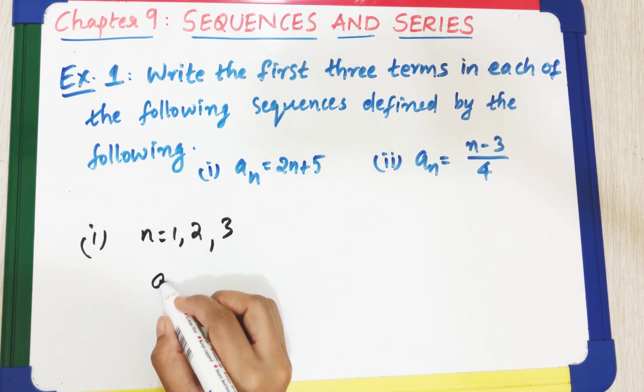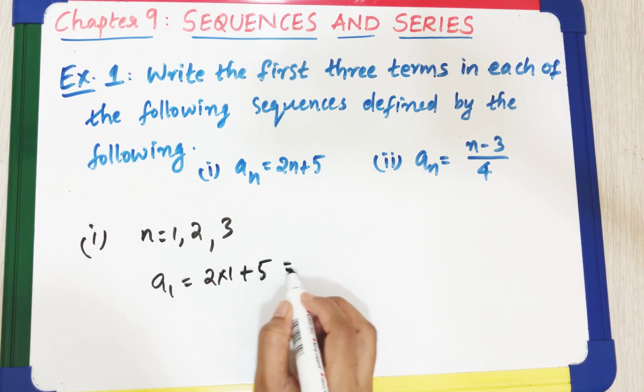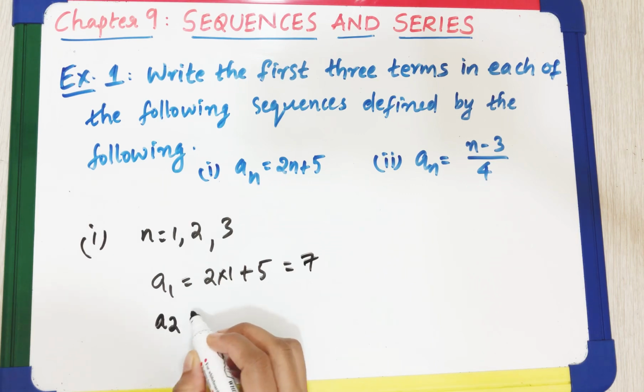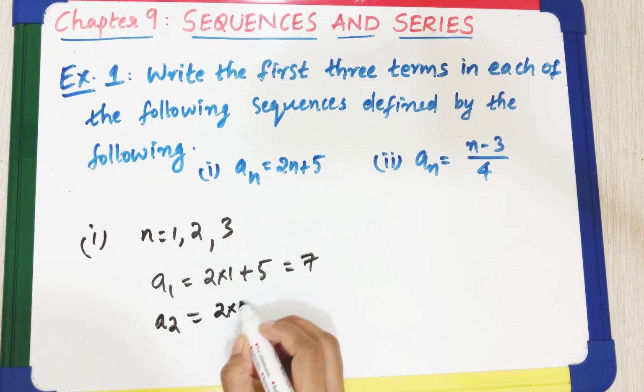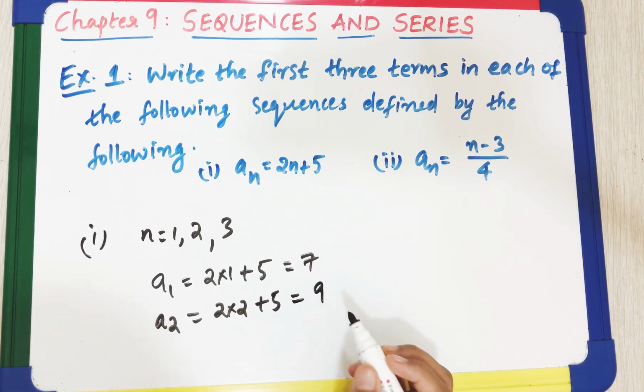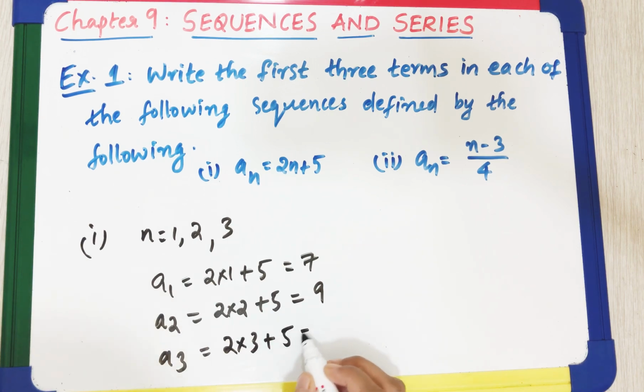Then we get a1 is equal to 2 into 1 plus 5, which is equal to 2 plus 5, which is 7. When n is equal to 2, a2 is equal to 2 into 2 plus 5, which is 4 plus 5, which is 9. When n is equal to 3, a3 is 2 into 3 plus 5, which is equal to 6 plus 5, 11.